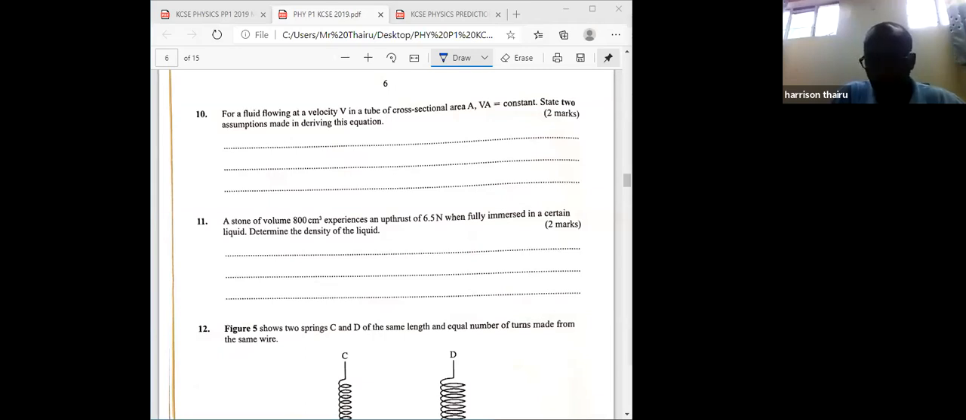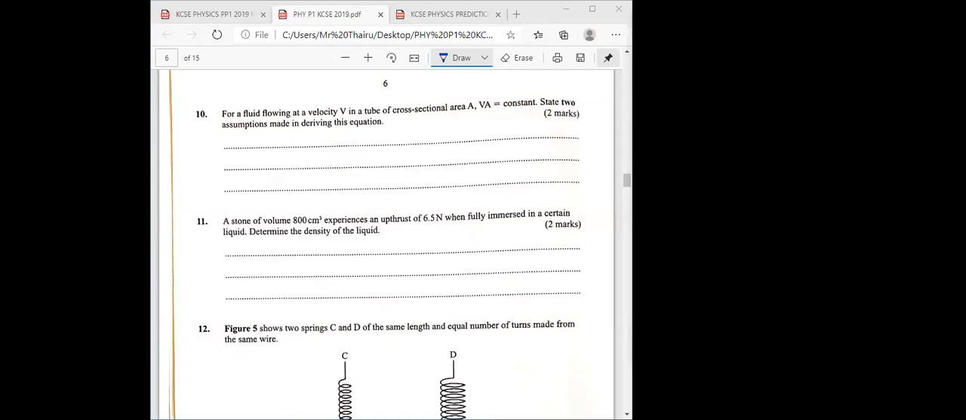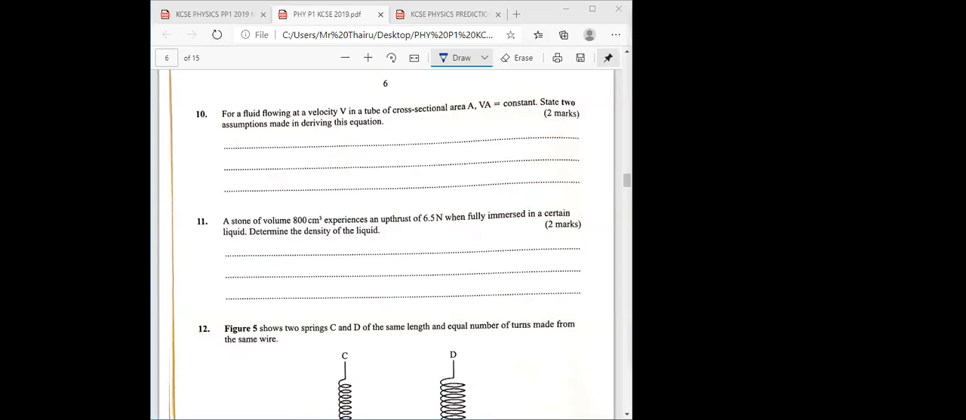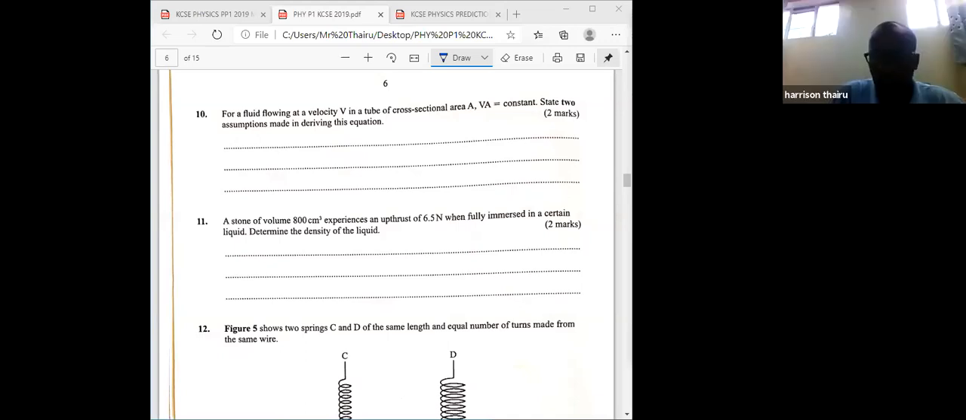Benjamin Mwania, one assumption. Maurice Rodgers, yes, you are lifting your hand. The fluid flow is streamlined. That is one. And also the other assumption? The fluid is non-viscous. That is the other one.